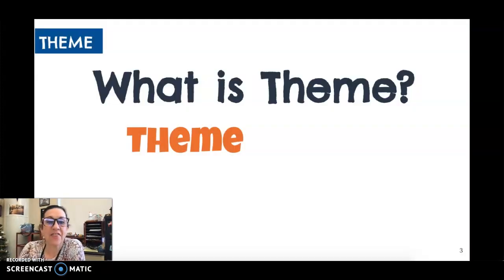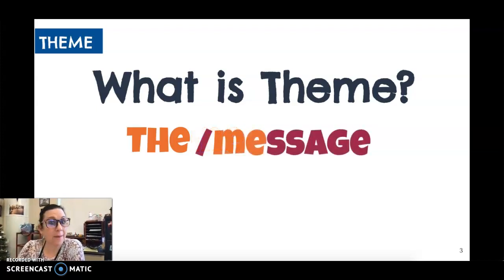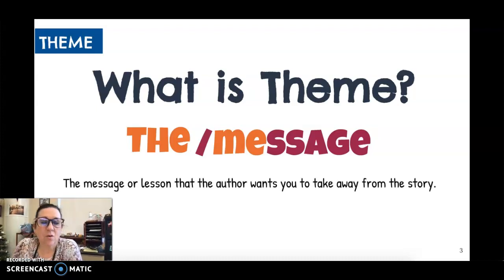What is theme? So theme is the message. It's the message of what the story is trying to tell you. What is the theme of the story? So it's the message or lesson that the author wants you to take away from the story. We're going to be talking about author's point of view as well, showing the author's feelings and what they think about what they've written.